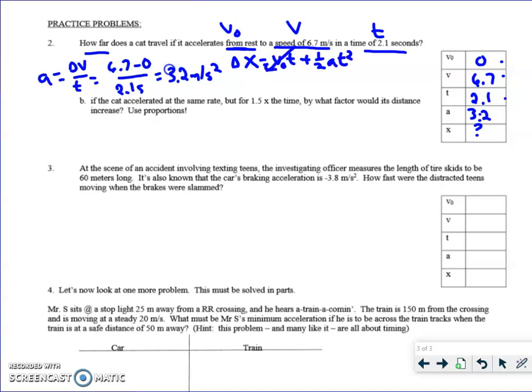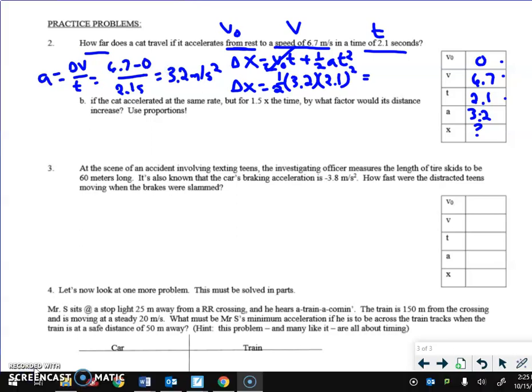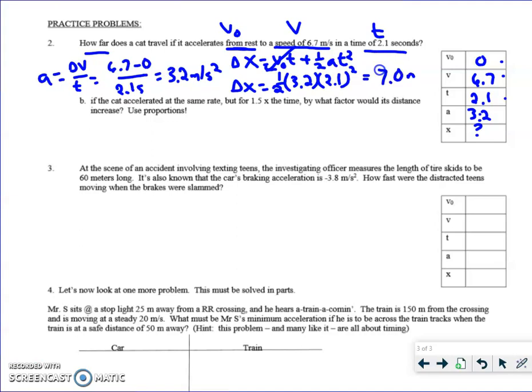Okay, this term is 0 because our initial speed is 0. So my change in position is 1/2 of 3.2, and don't forget to square your time. So this is 2.1 seconds squared. And if I punch it out on my calculator, I get 7 meters. Okay, 7.0 meters. So let me point out a few mistakes that students often make when they see this.